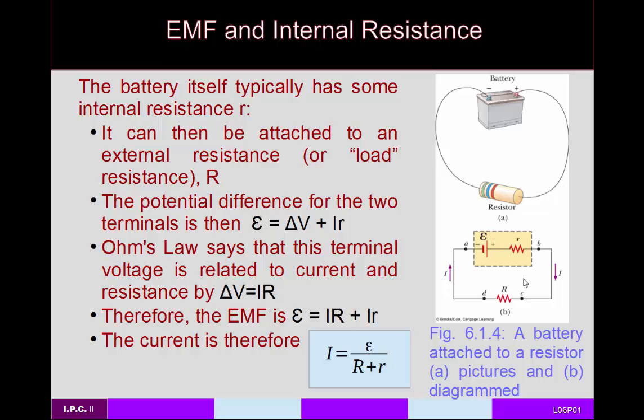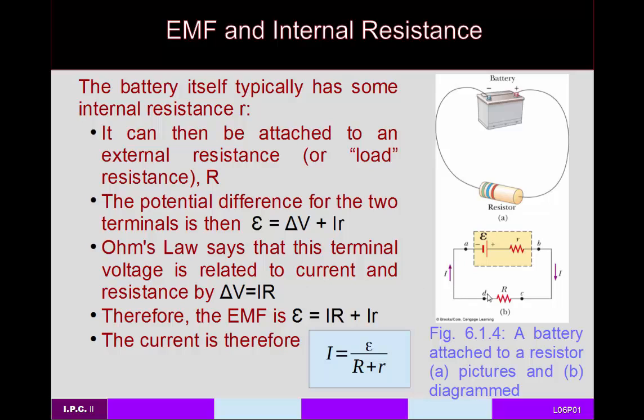So the total resistance for this is equivalent to having an ideal battery, which has delta V equal to EMF, but with a resistance of little r plus big R. So the potential difference for the two terminals is going to be given by the EMF minus the current times the internal resistance. Remember that current times resistance is basically a voltage, or a voltage drop, if you will. So that's giving what the voltage drop across this internal resistance is. That's how much voltage drop we have before we get out of the battery. And then what's left of the voltage can be dropped across the load.